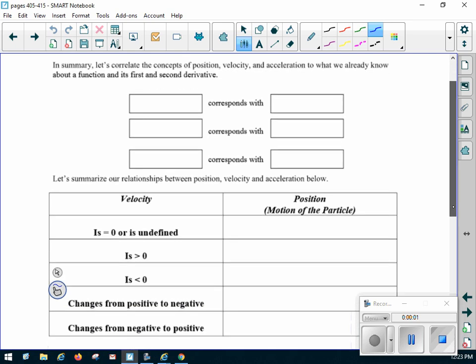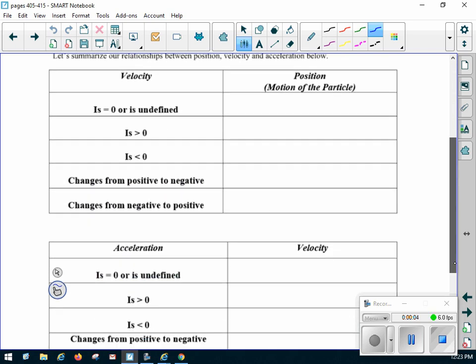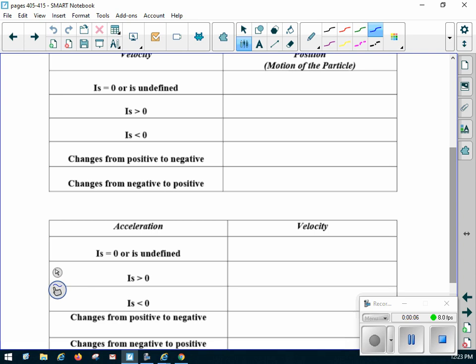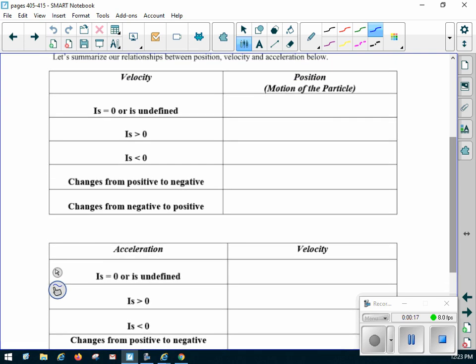Okay, what I need you to make sure that you do is you know these two charts. And I told you that that's what I expected you to do between last period and this period. Make sure you know those charts. When the velocity is positive, what does that tell us about the particle? Yeah, increasing means going to the right. A velocity that's negative means the particle's motion is decreasing, which means going to the left.